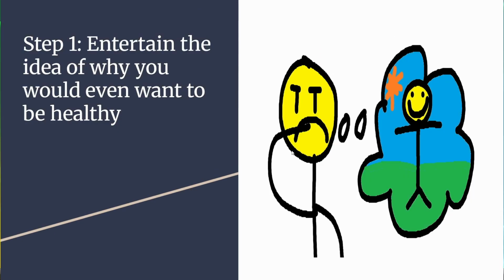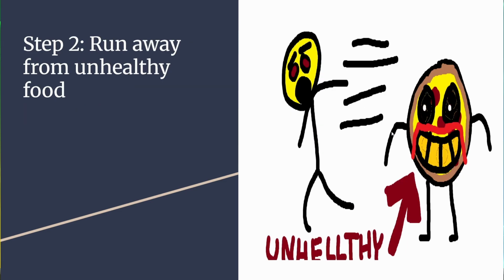All right, so to recap, this is How to Plan a Healthy Diet by me, Shirgi. Step 1, entertain the idea of why you would even want to be healthy. Why do you want to be healthy? Well, it would make you really happy and have lots of sunshine on your face, and you want that, right? Step 2, run away from the unhealthy food.